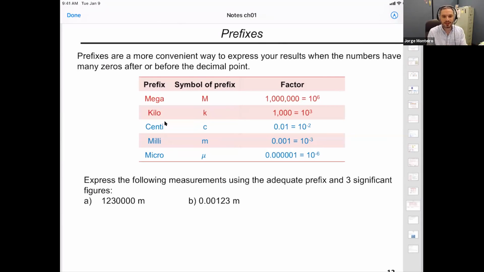The prefix mega, symbol uppercase M, is going to be used when you have a 10 to the 6 factor. Kilo, attention here, lowercase k, factor 10 to the third. Centi, 10 to the -2, milli, 10 to the -3, micro, 10 to the -6, and so on.